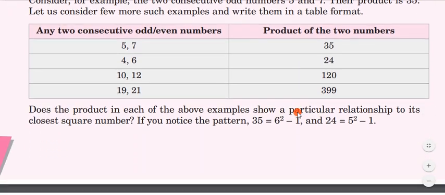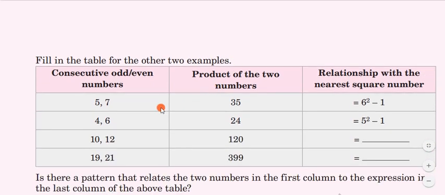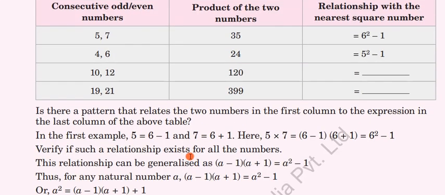Now you can see the number 35. This can be written as 6 square minus 1, that is, the square of a number minus 1. Similarly, the number 24 can be written as 5 square minus 1. So it's another property which states that if you multiply 2 consecutive odd numbers or 2 consecutive even numbers, the result always comes in this particular relation with the square numbers. So this is another pattern where you can find that these numbers do exist.